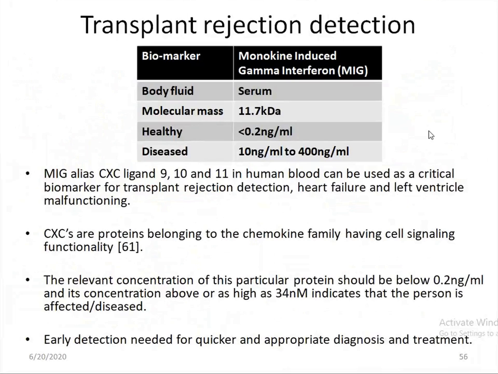Similarly, we have worked on transplant rejection detection, using the biomarker monokine-induced gamma interferon. It has a molecular mass of 11.7 kilodalton, and in disease it has a very high concentration of 10 to 400 nanogram per milliliter. Again, we used the same method, and this is also a leading cause of death in human beings. It is found that the death rate can be reduced by about 99.9% if this can be detected at an early stage, at the time of transplant rejection itself. So this is another sensor that can be very helpful if developed.